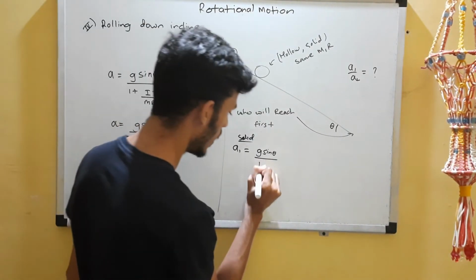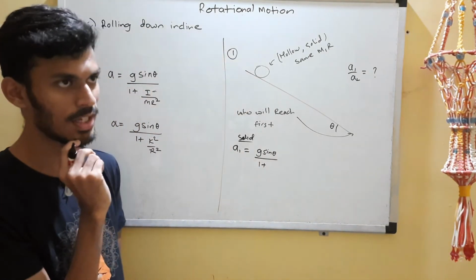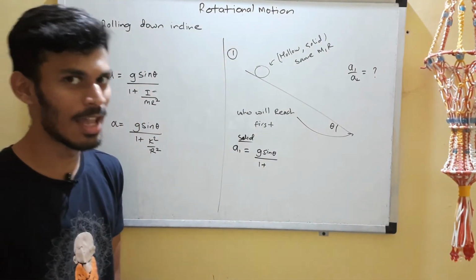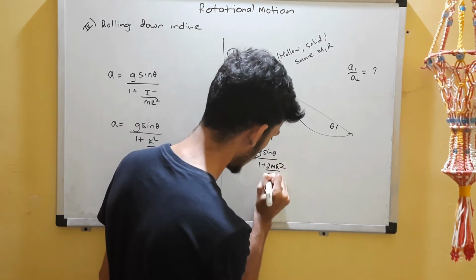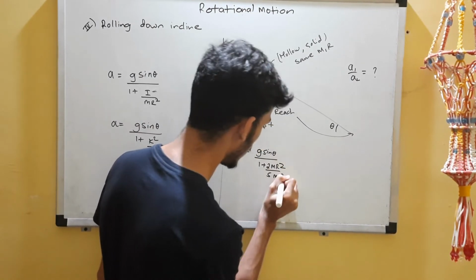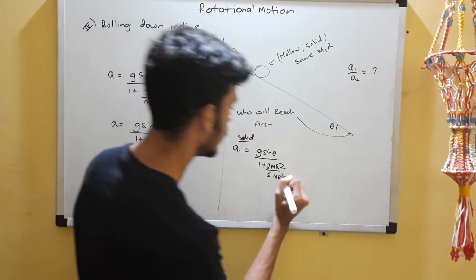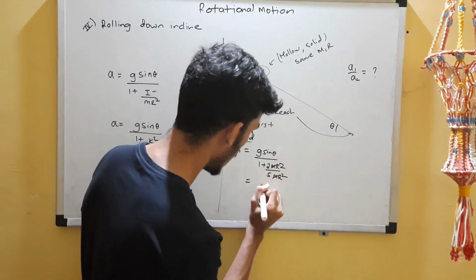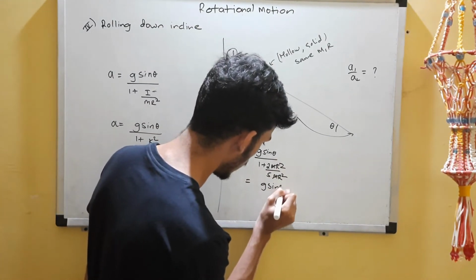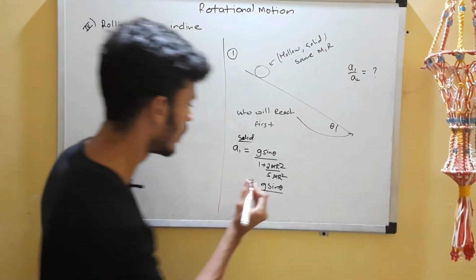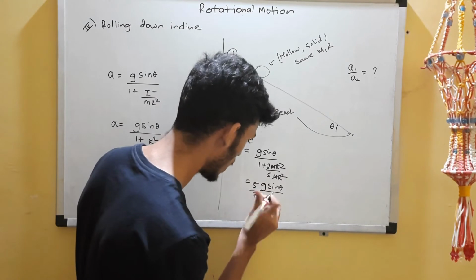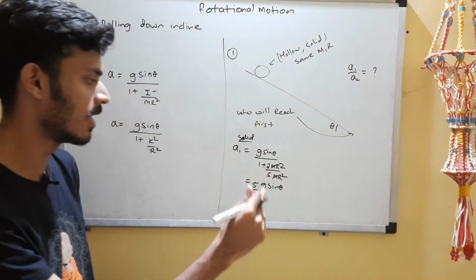Okay, so 1 plus I for a solid sphere is 2 by 5 mr square. These are the values you should know, 2 by 5 mr square. And here again we have mr square. So this and this will get cancelled, and you'll get g sine theta upon 1 plus 2 by 5, so we'll have 7 by 5, so 5 by 7. Just quick maths over here. So A1 is 5 by 7 g sine theta.